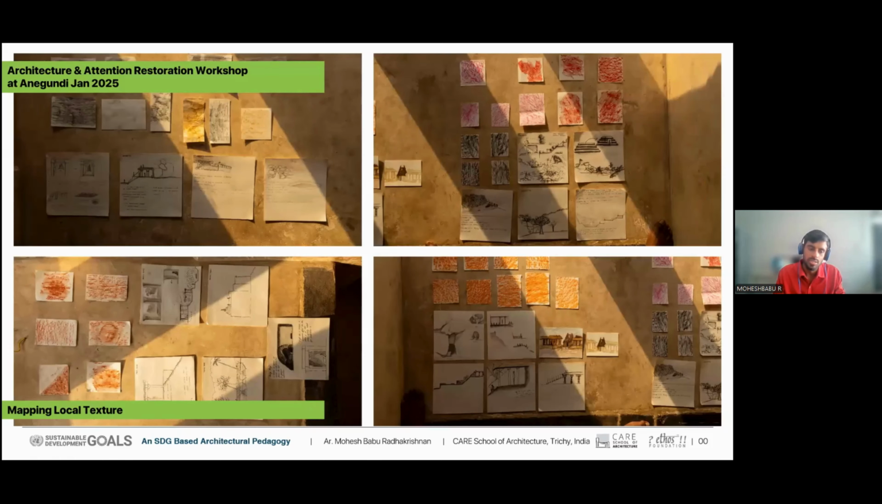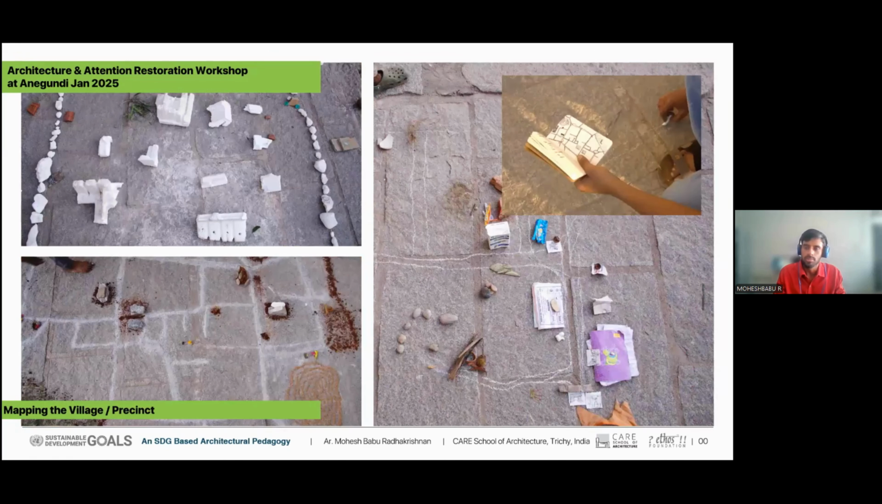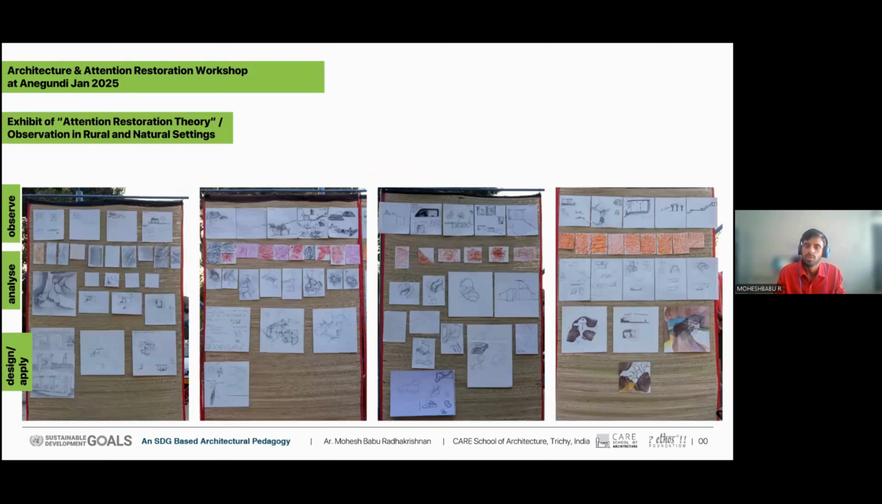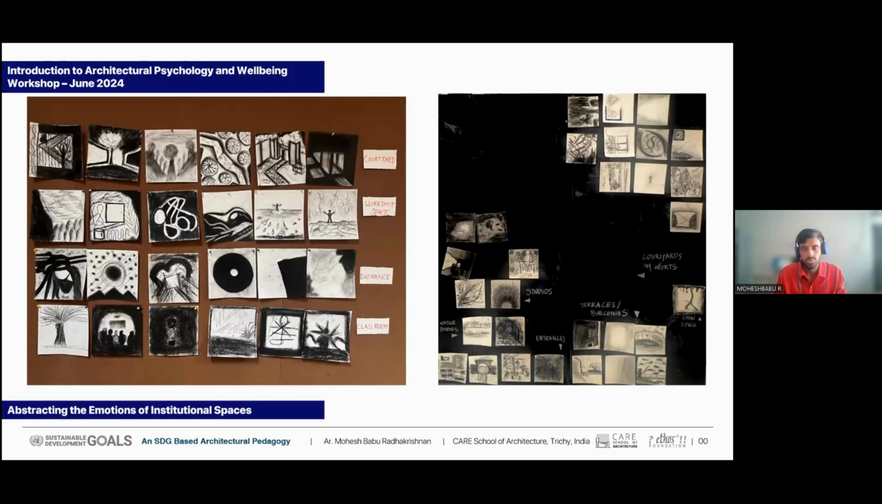Here you can see some samples of students' outcomes in mapping the local textures, using local materials, the act of reusing and recycling, and a workshop exhibit where the panel is just made out of pie, also called the flow mat, where students looked at their immediate local villages and mapped and learned attention restoration theory. This was one of the charcoal exercises I was talking about earlier.